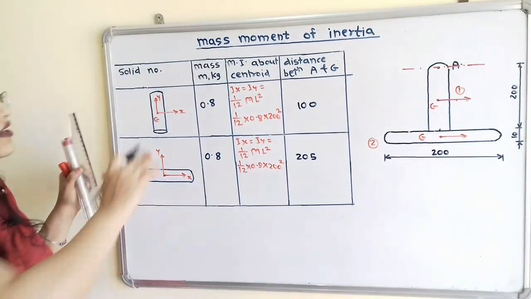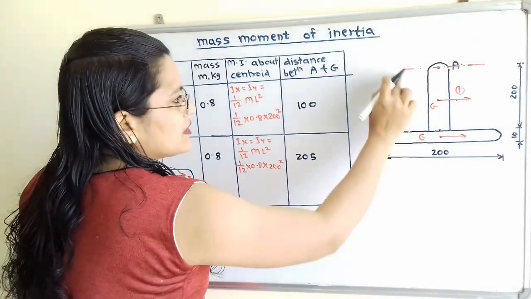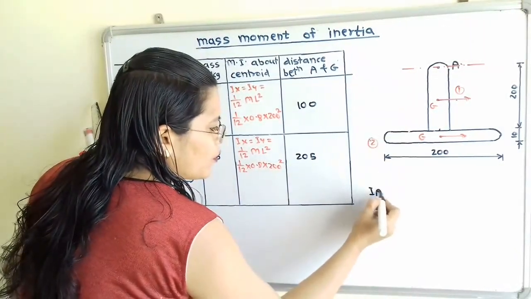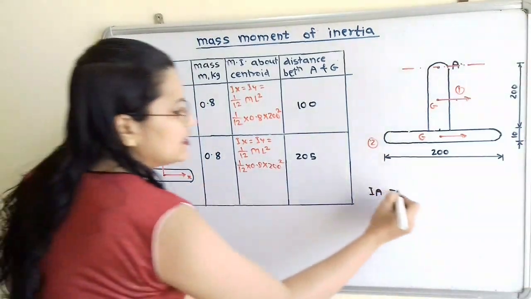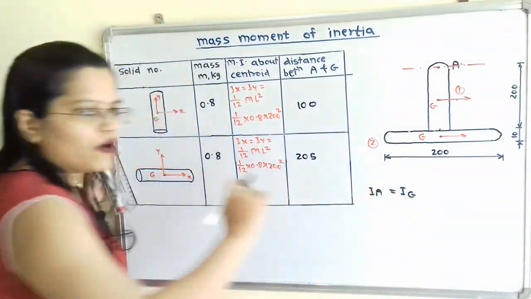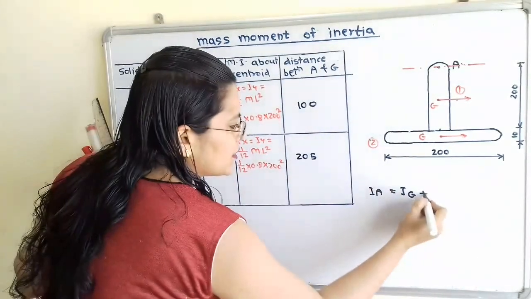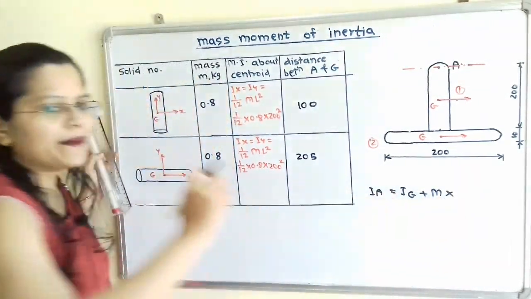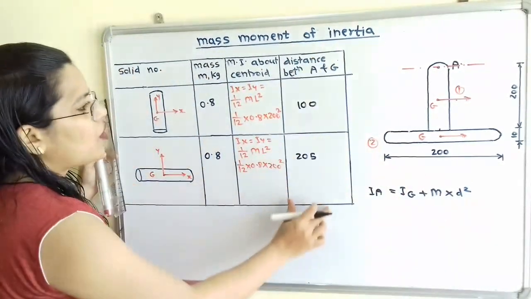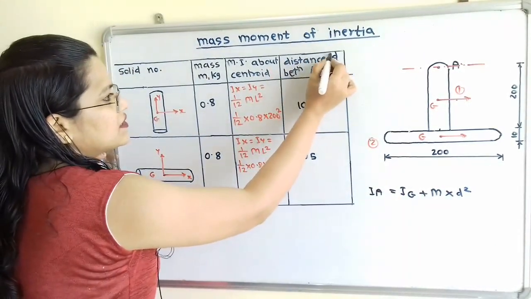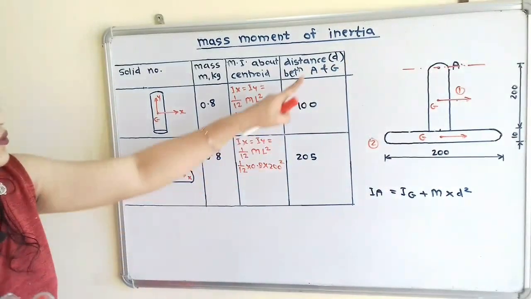Now what is the parallel axis theorem? We know that IA, the moment of inertia about point A, is equal to Ig, the moment of inertia about the centroid, plus mass multiplied by the perpendicular distance d square. So this is the column for d, the distance, and we have to use this value.